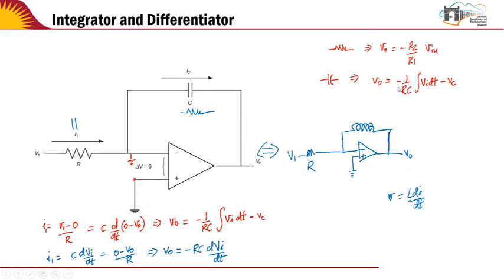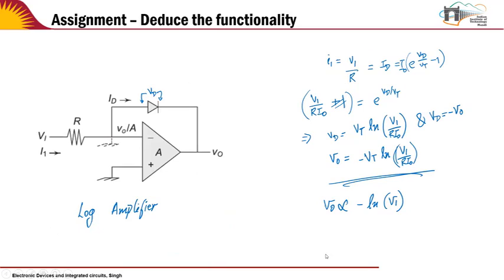Then we went ahead with the same inverting configuration and replaced the resistor with the capacitor and found that the circuit becomes an integrator. If I replace the capacitor with the inductor, then the circuit becomes a differentiator. And if I don't want to use an inductor in the circuit, I can swap the capacitor and the resistor. So the capacitor goes here and the resistor comes here. So this capacitor is C and this is R. If I swap these, then also I can get a differentiator. And finally, if I use some other nonlinear element like a diode, then essentially I can get a logarithmic amplifier. So these are all different functionalities of the op amp.